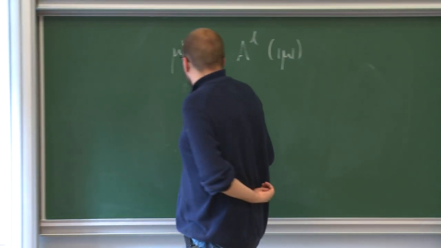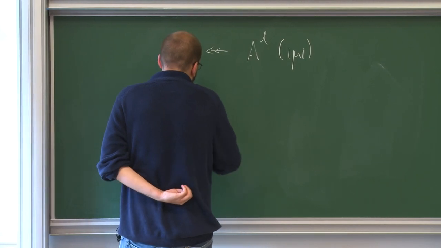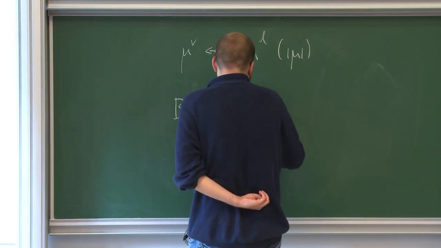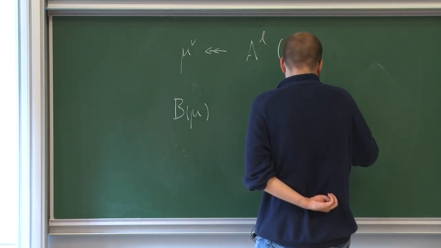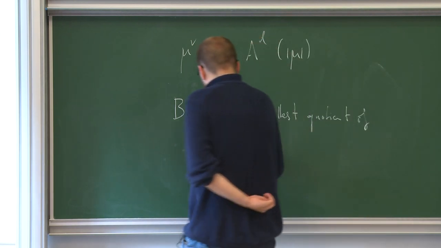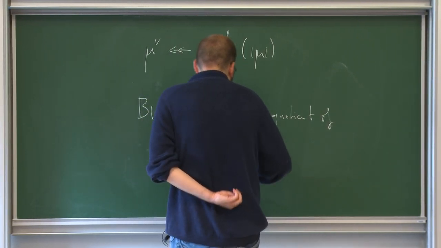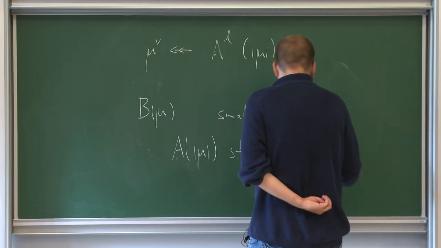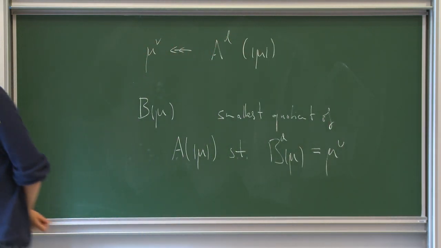Right, and then what I can do is consider B of mu, and this will be the smallest quotient of A such that v of mu in degree d is exactly this class in degree d. All right? I kill everything, yeah?